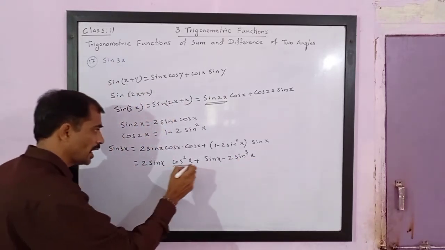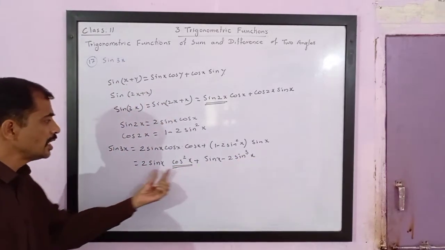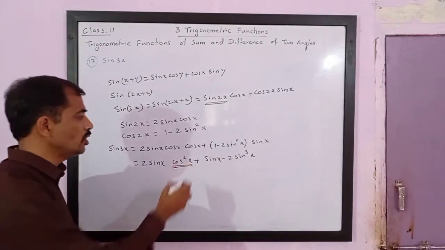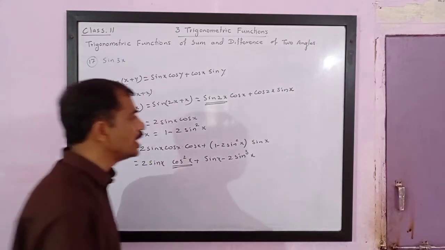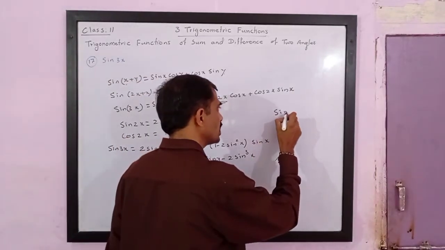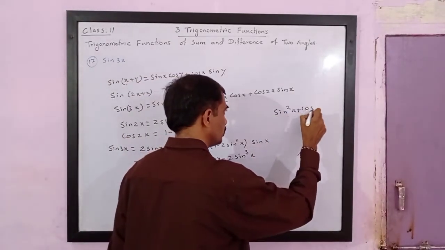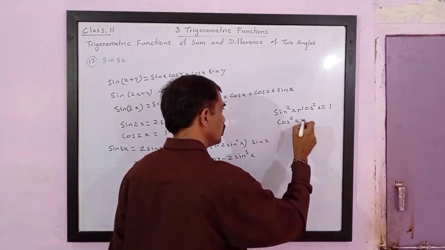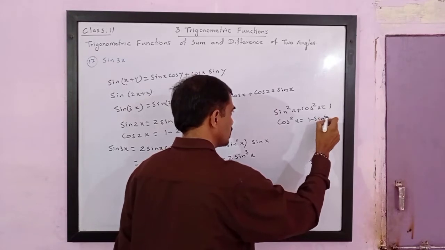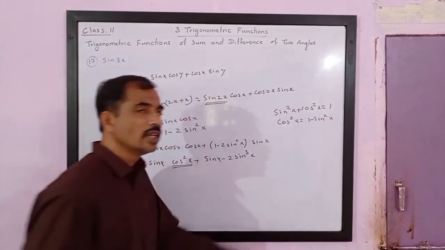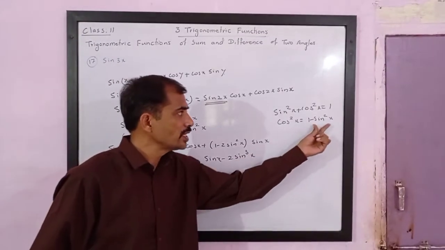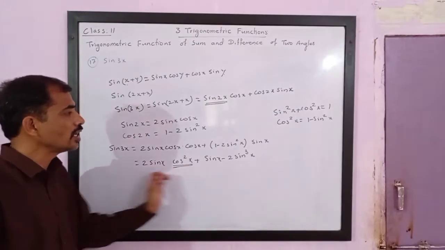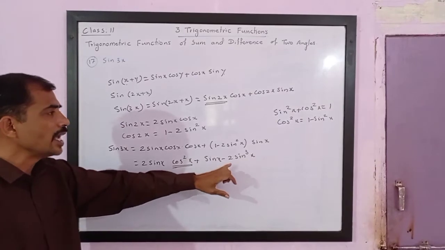Now, see we have got all the terms in terms of sin x, only this is cos square x. So we need to remove this cos square x. We have one identity, sin square x plus cos square x is equal to 1. It means cos square x is equal to 1 minus sin square x. So if you remember this, we are going to use cos square x is equal to 1 minus sin square x in this, so that all the terms will be in sin x.